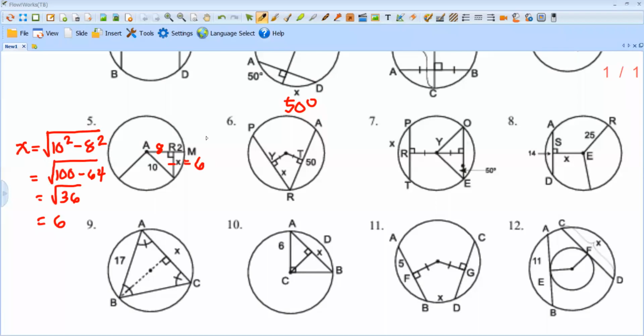You know it now, Hanan? Po, thank you po. Okay, now let's go to number 6. JL, number 6. How can we solve for x? So number 6. Number 6, what is the answer? X is what?